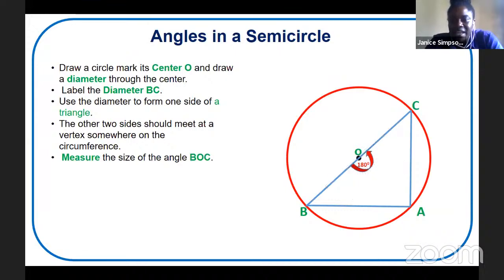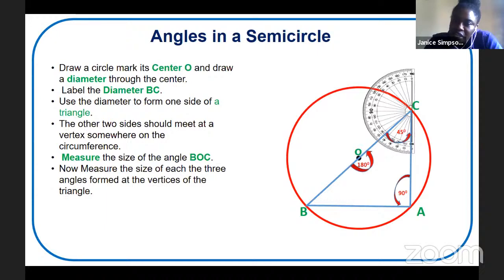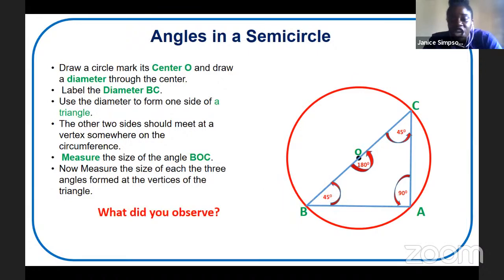Then we're going to measure the sizes of the three angles formed at the vertices of the triangle. All right, so this base angle A here seems to measure 90 degrees. Then we look at the size of angle C here. We come around, we read it, and it's 45 degrees. We look at angle B here, we measure, and it is also 45 degrees. Good job, protractor.